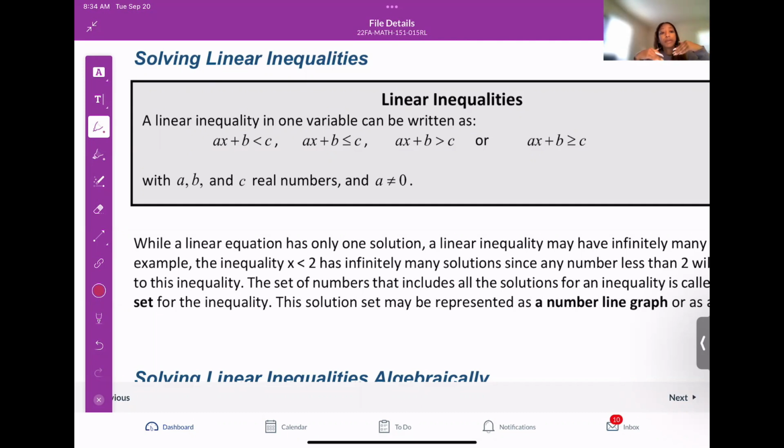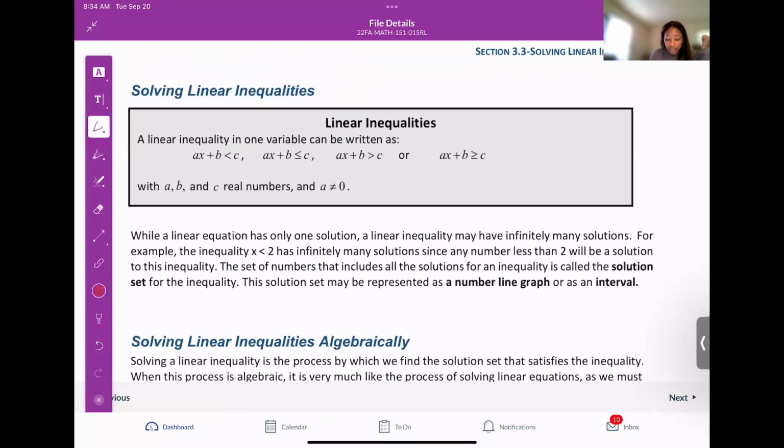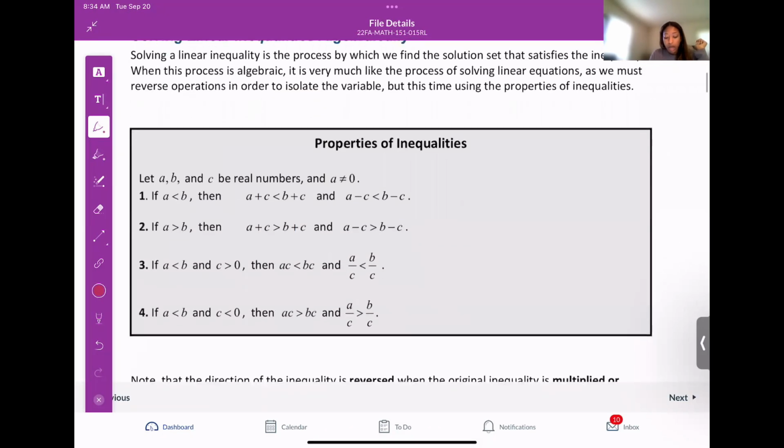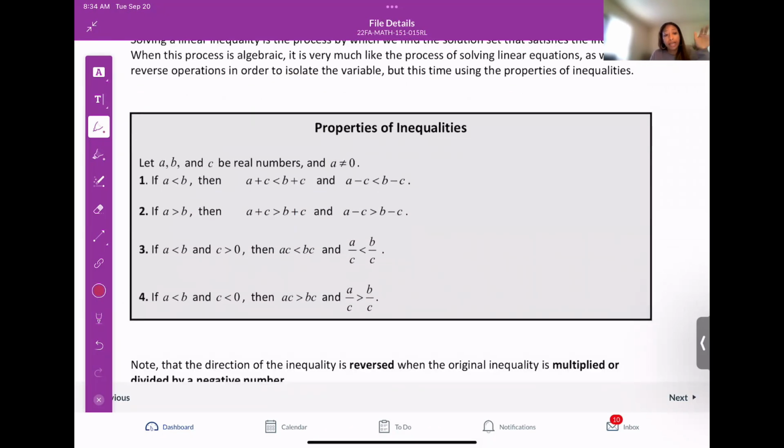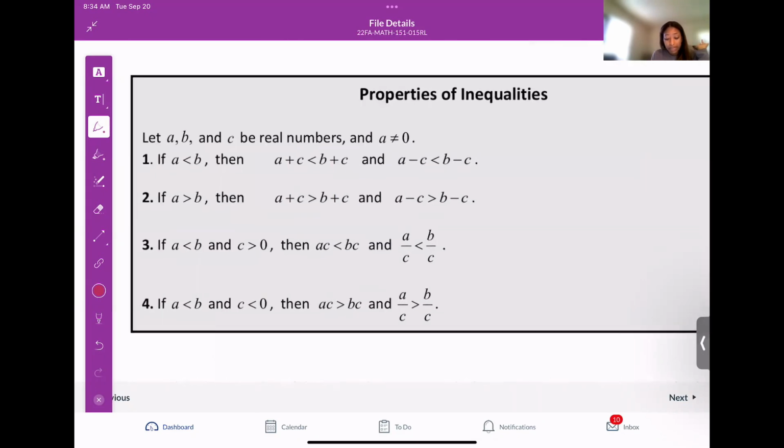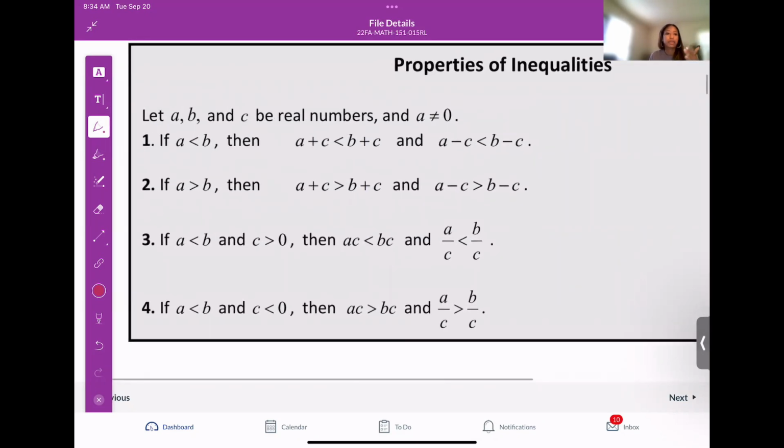You want to solve the inequality so that you have x on one side and a number on the other side of your inequality symbol. Very similar to solving an equation, where we wanted x on one side and a number on the other side of the equal sign, but now we have an inequality symbol instead. Okay, we're going to practice solving these inequalities algebraically. And we have properties of inequalities, just like we have properties of equality.